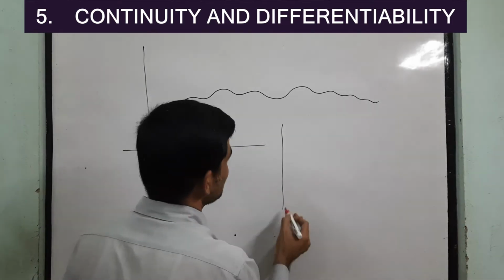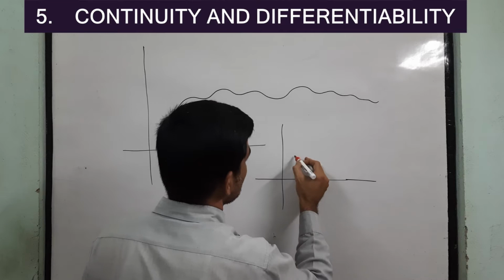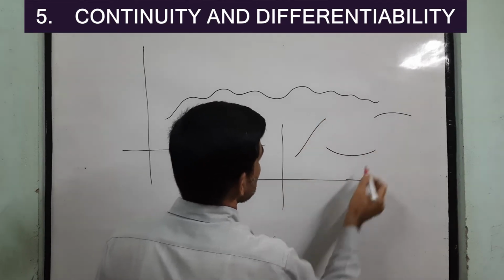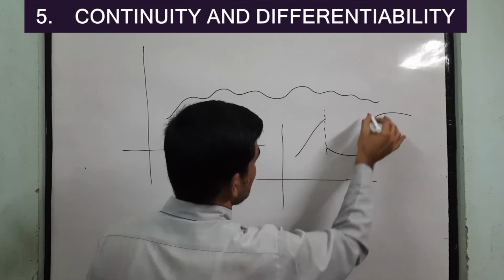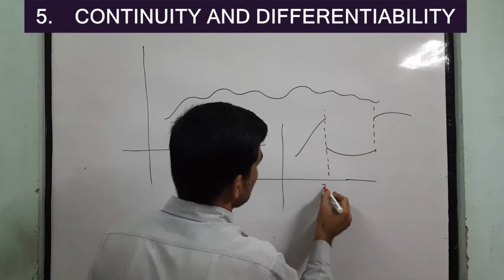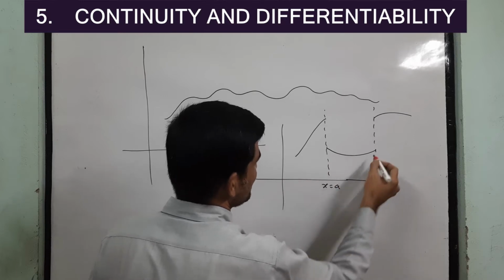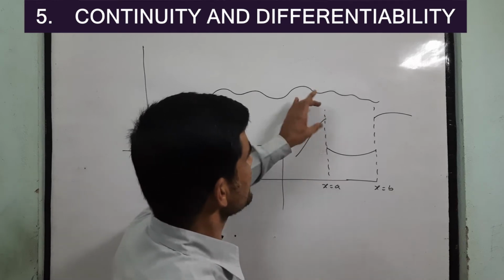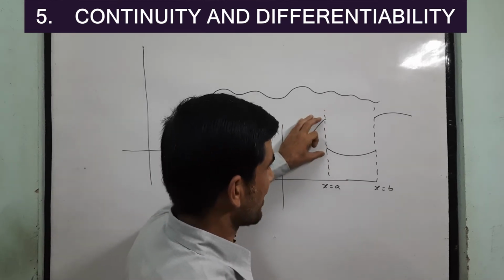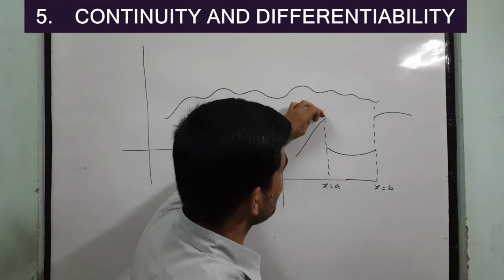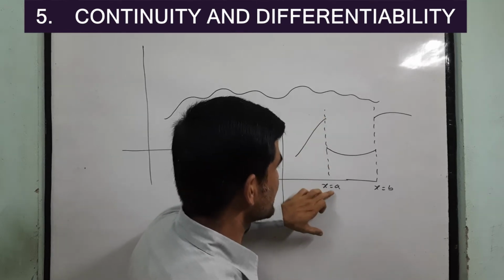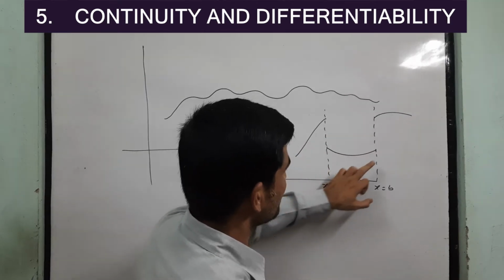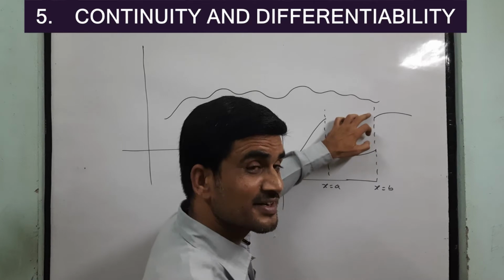If you are writing like this, if you are expressing a function here, then it moves up to here, then it moves up to here, so we will say it is not continuous. So at this point, suppose x equal to a, and suppose x equal to b, at these two points the function is not continuous. From here to here it was continuous, at the point x equal to a the function becomes discontinuous, then again it was continuous from a to b, then at point b again it is discontinuous.